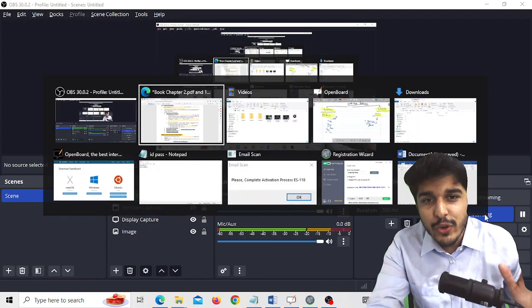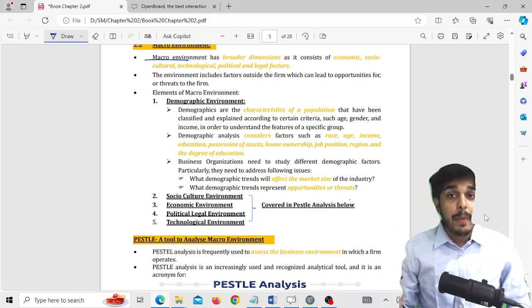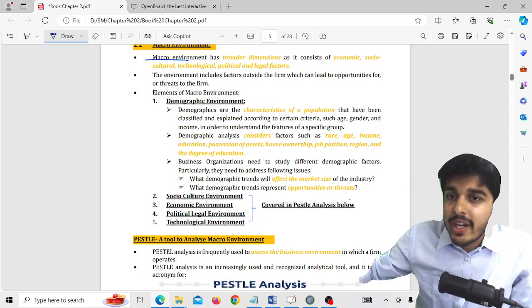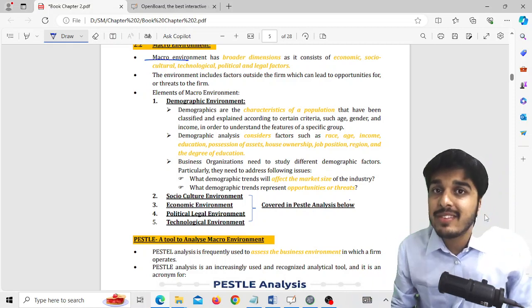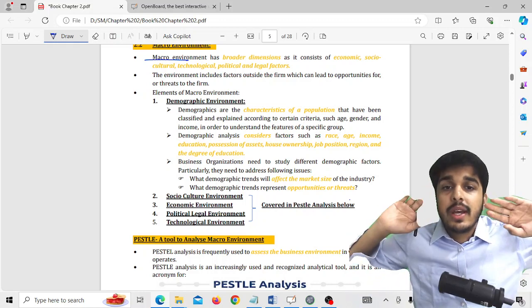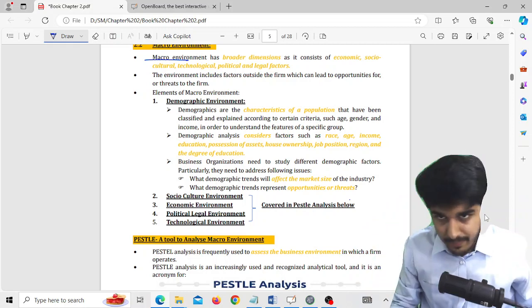So now we are going to start one of the very important topics for your examination, and that is PESTLE analysis. So where were we? We have discussed what we mean by micro analysis and what we mean by macro analysis. Macro environment means the environment which is very large, which has a broader dimension, and it consists of the people who are indirectly related with the organization.